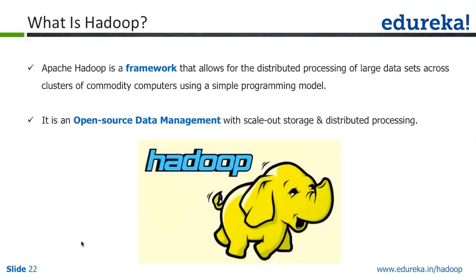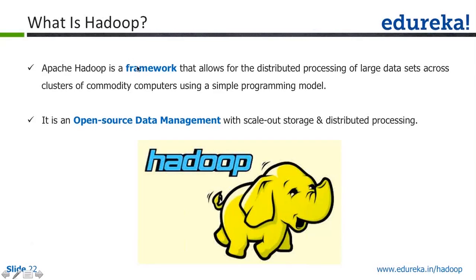Okay. Now let's look at what Hadoop is. Hadoop is not just a distributed file system. Hadoop is a framework that allows for distributed processing of large data sets, as we've just seen, across clusters of commodity computers using a simple programming model. Now, though I'm not a big fan of definitions, this one is a good definition. So Hadoop is a framework.